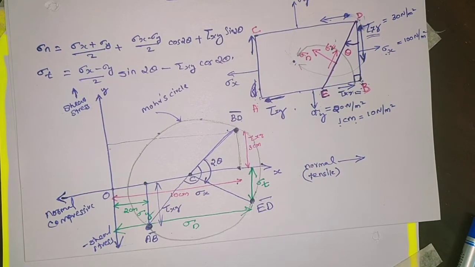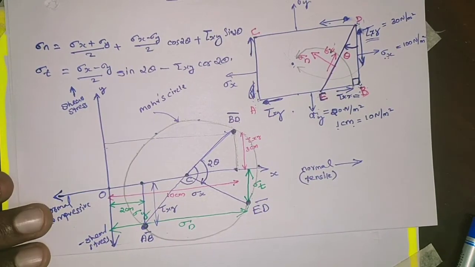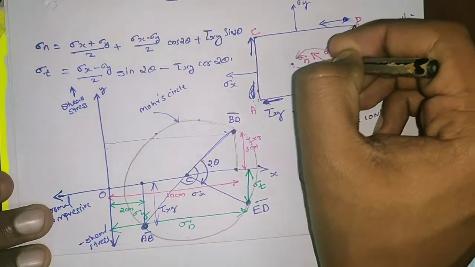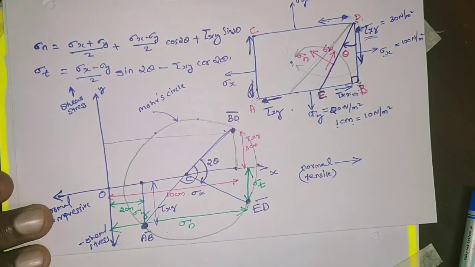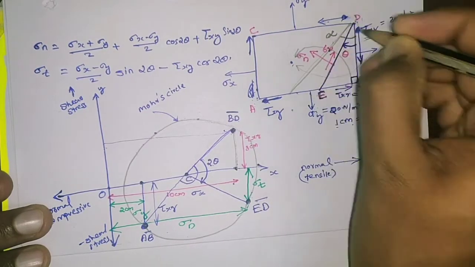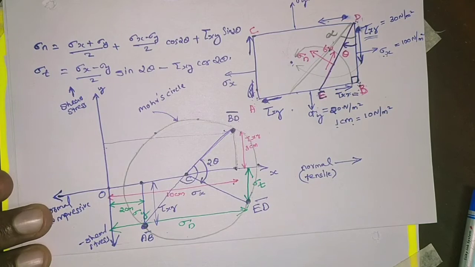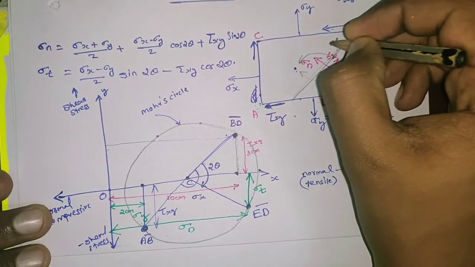So in this way we can find the normal stress and shear stress on any plane inclined at an angle with the vertical or horizontal. For example, if you want to find another plane, take this plane, that is at an angle alpha with the vertical. In the clockwise direction from BD, move by an angle alpha, and we get this plane.